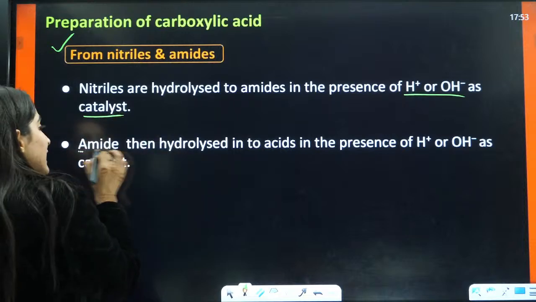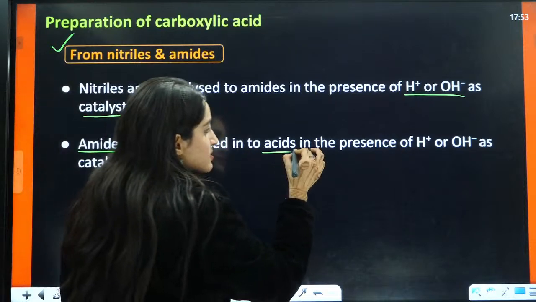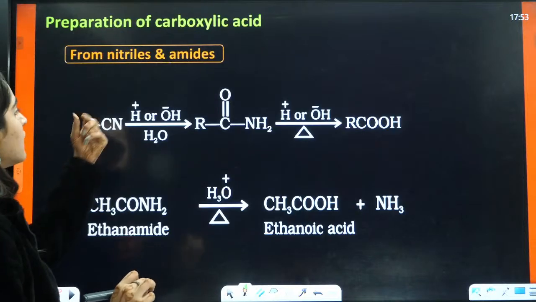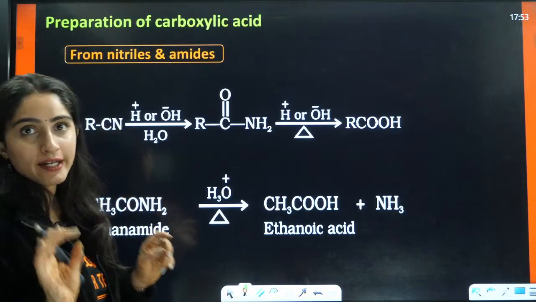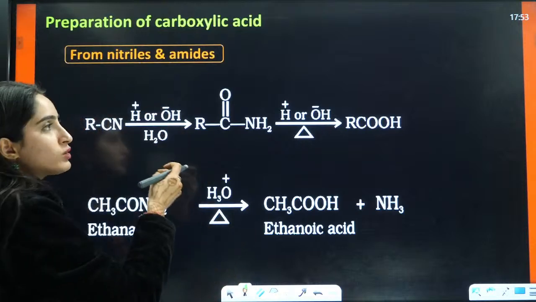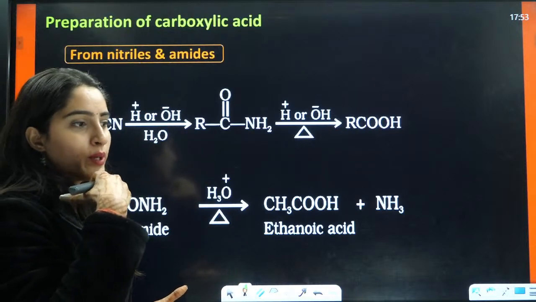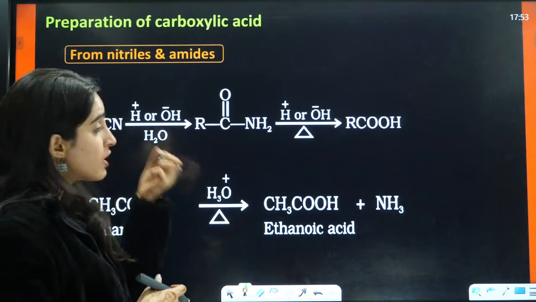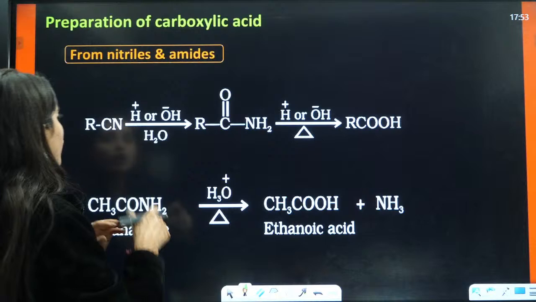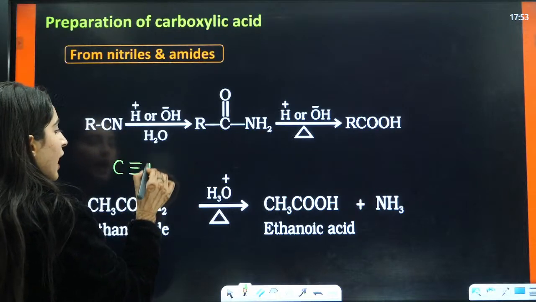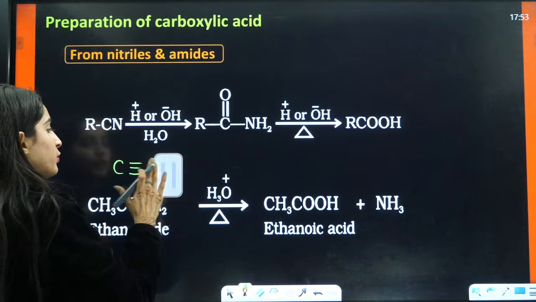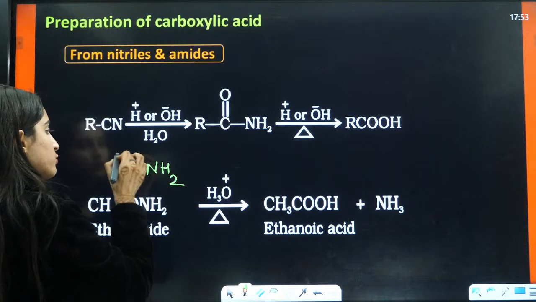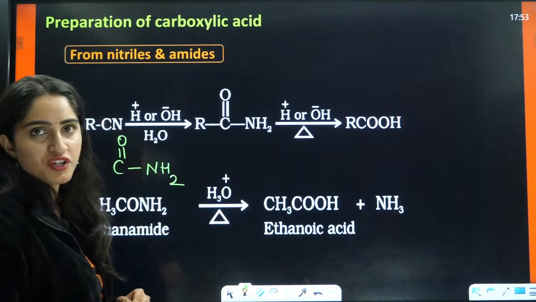Then that amide is hydrolyzed to acid in the presence of the same catalyst. Let us see this here. Now, for example, you have any nitrile, right? In the presence of H positive or OH negative, you will do the hydration here. Now, this triple bond that you had, two bonds will break, here you will have two hydrogens and you will have one oxygen here, right?